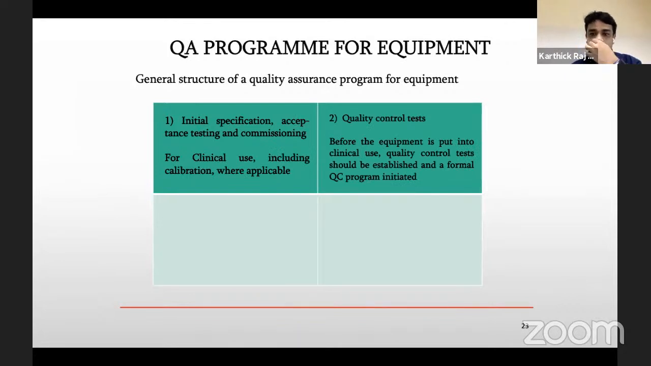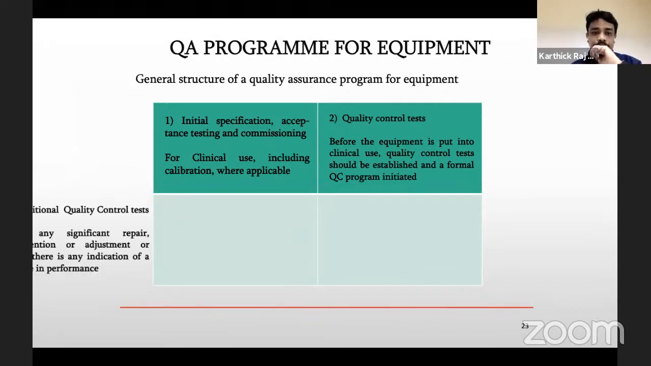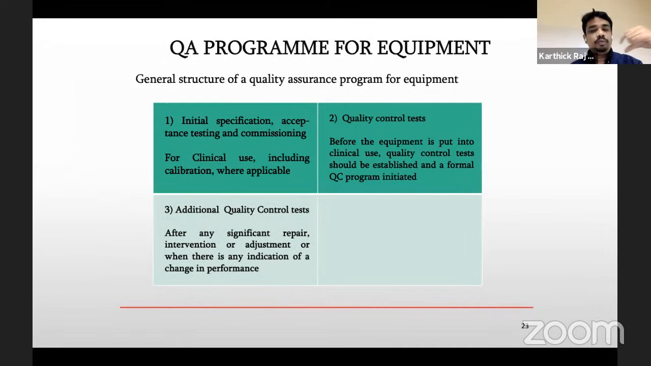The second component is the quality control test. Before the equipment is put into clinical use, do all the quality control tests as per the vendor and your competent authority, like the Atomic Energy Regulatory Board in India. You have to do all the tests and submit the report. If it is not satisfactory, ask the vendors to make whatever correction is required. Then an additional quality control test process starts.